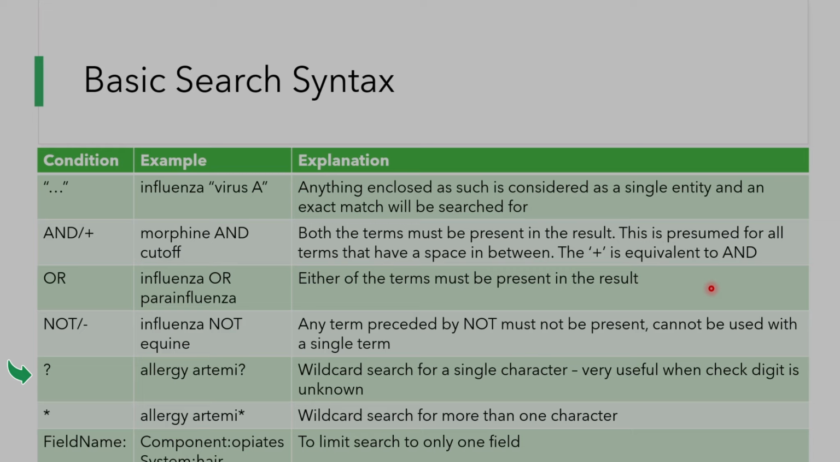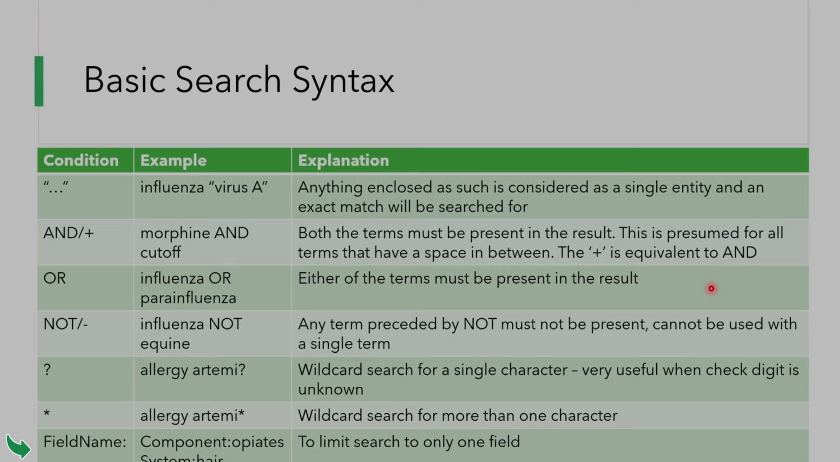This is very useful when you are searching for a particular code and you do not know the check digit of that code. If you need to use multiple matches, then you have to use the wildcard search, which is a star. So in this particular case, allergy RT me, and then all characters, irrespective of whether they are just one or many, all the matches will be found, which start with allergy space Artemi.